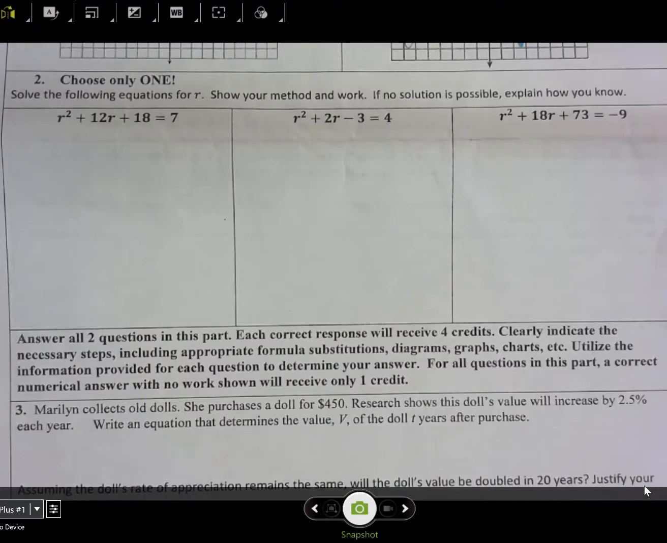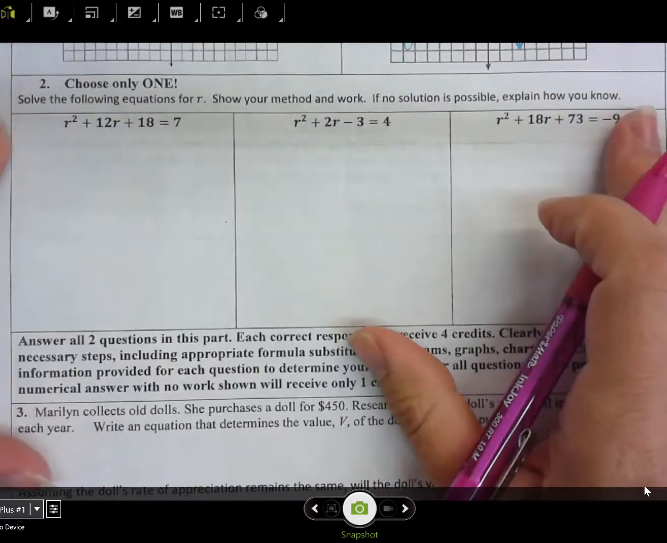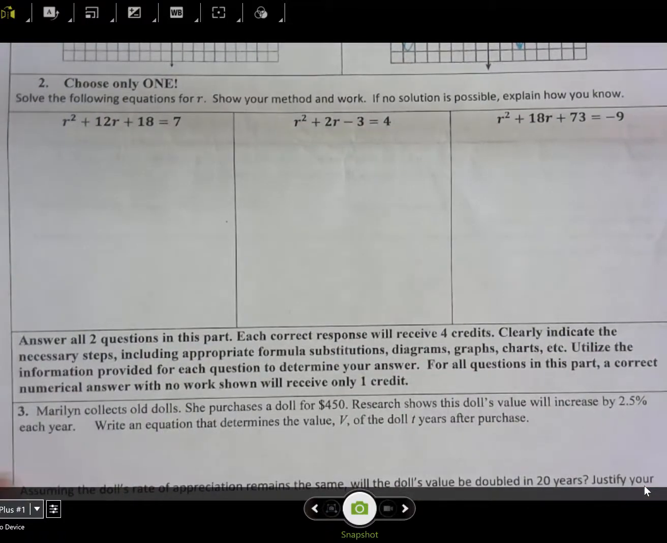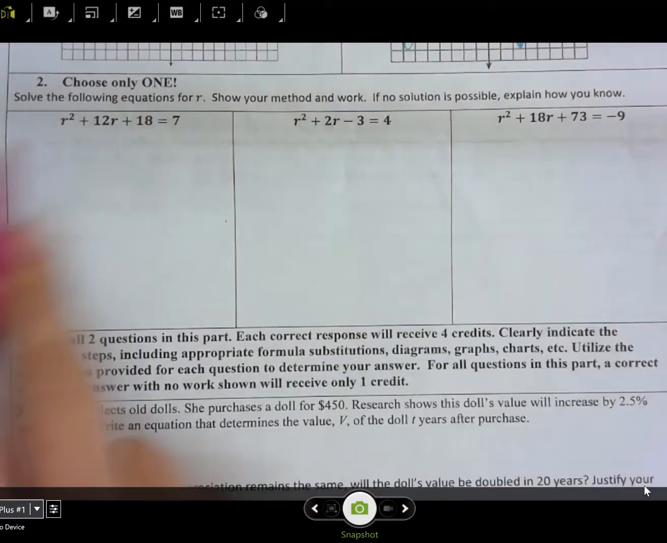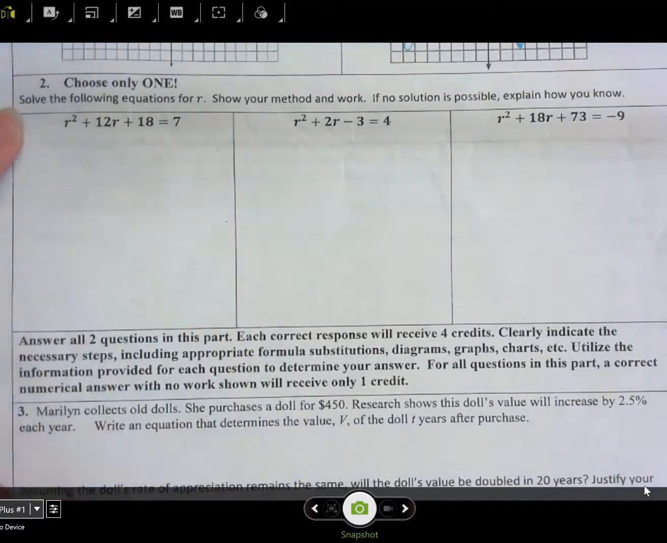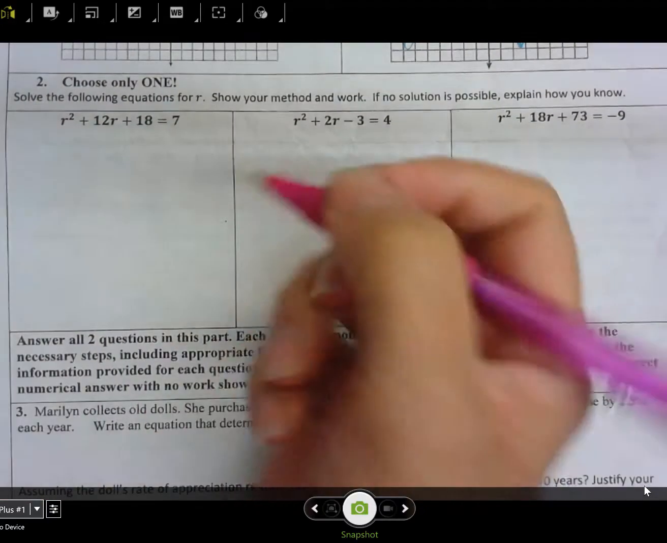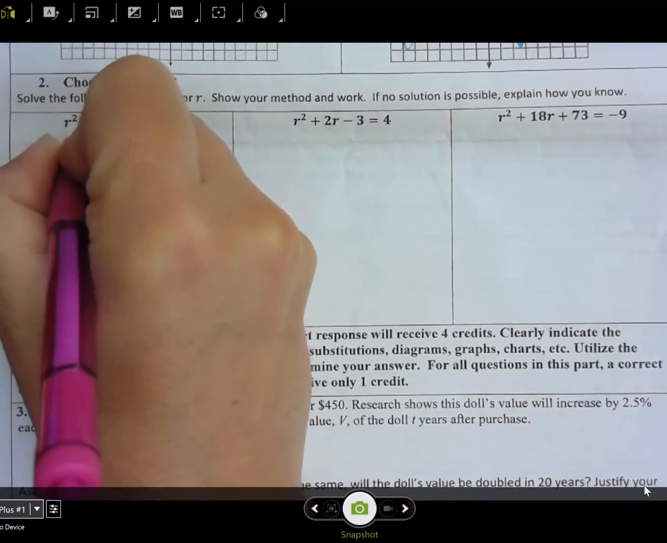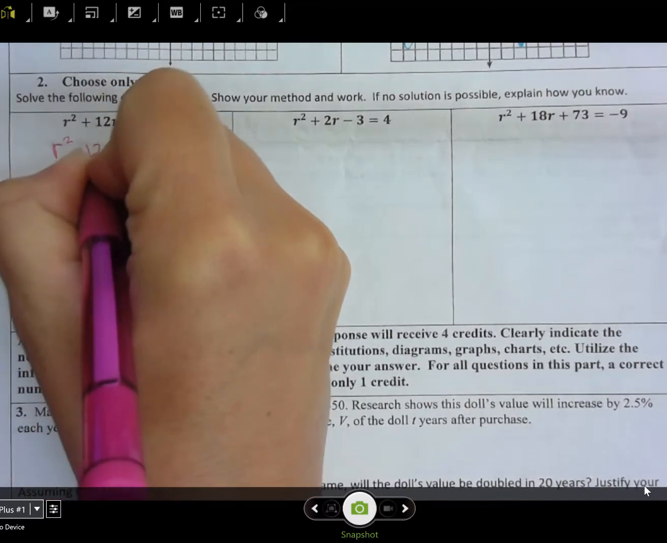We're taking a look now at question number 2 from the spring final exam. I'm going to do all 3 of them at the same time. You only had to choose one. So the most important thing to do is to make sure that you bring everything over to one side of the equation and get the equation set equal to 0.